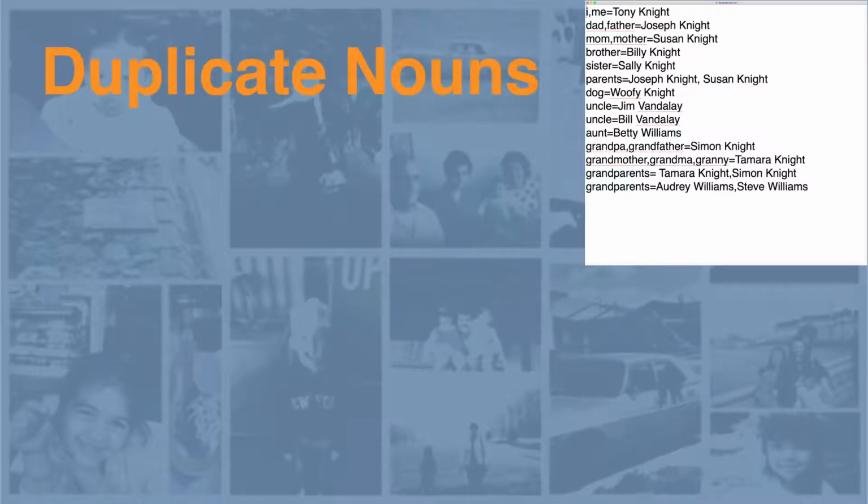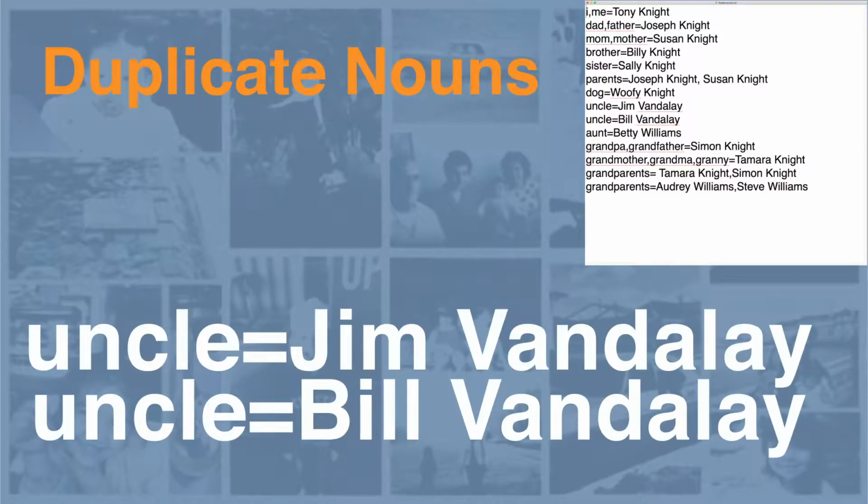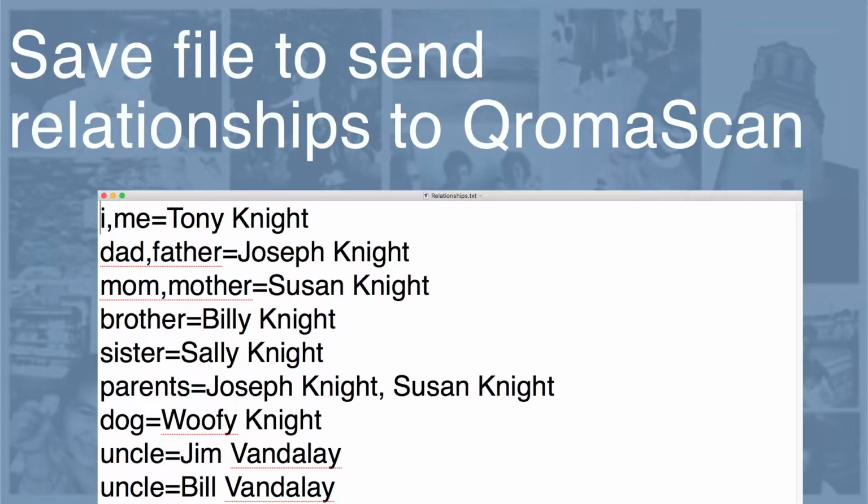Finally, you might have multiple different people that have the same relationship. For example, multiple uncles or sisters. In this example, just write each line normally, and when you need to use each duplicate noun, just add the first name during recognition. So, for example, in this case, I have two uncles listed here, and if I want to use the first, I would just say Uncle Jim, and in the other case, I would say Uncle Bill. Once I'm done, I just need to save my file, and the changes automatically go to QromaScan.